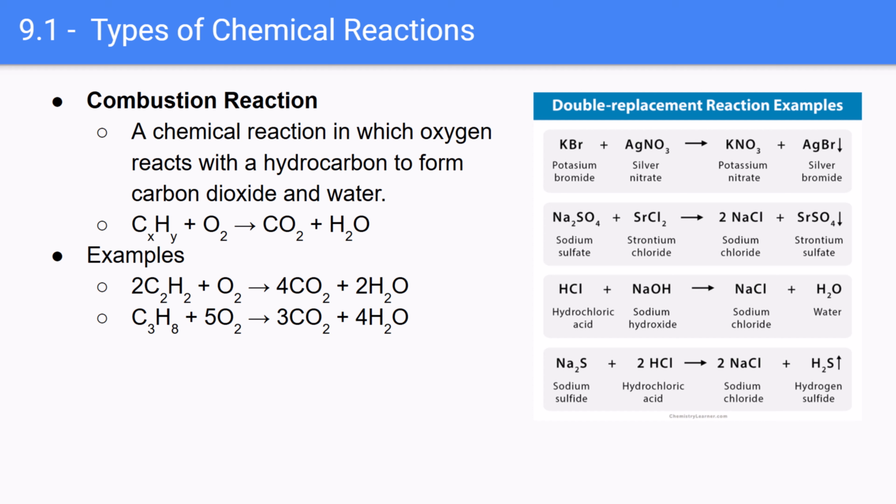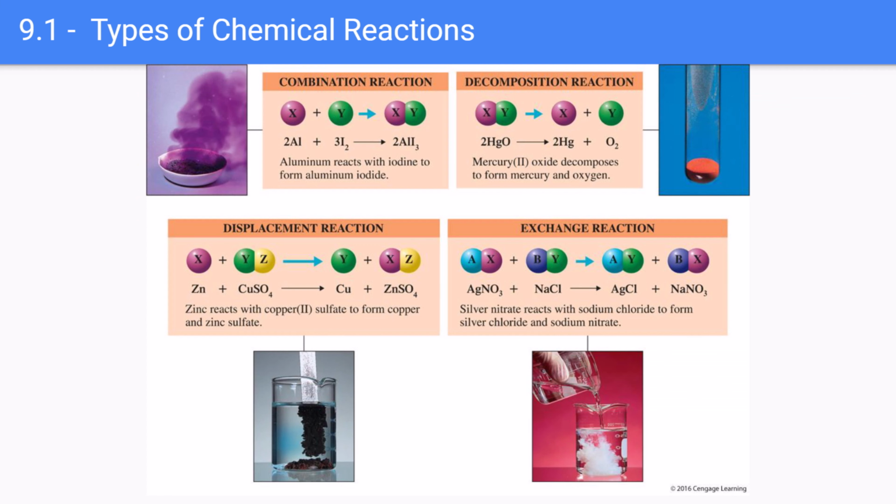So notice that the examples given on the left are very, very specific in terms of the chemical formulas and what types of products are produced. So it's very easy to recognize, provided you understand that a combustion reaction requires a hydrocarbon, requires oxygen, and produces carbon dioxide and water. So again, here we have our variety of different types of chemical reactions that we're looking at and the generalized formula for these.